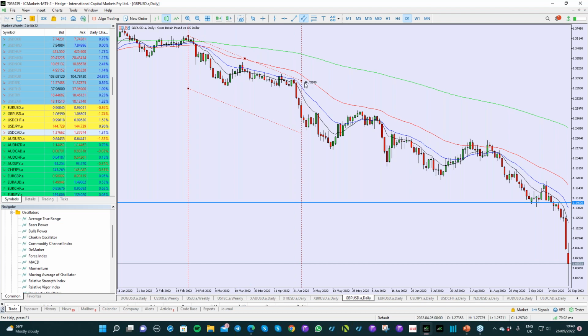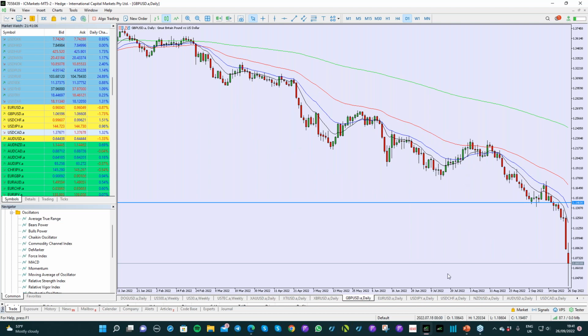You need to start drawing a channel according to the highs and copy the channel downwards. So you need to join up the highs and then copy the channel downwards. And you can move these lines in and out. In a downtrend, it's the highs that you're using. In an uptrend, you would be using the lows to create that channel.